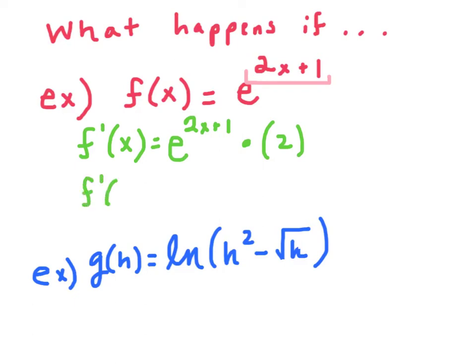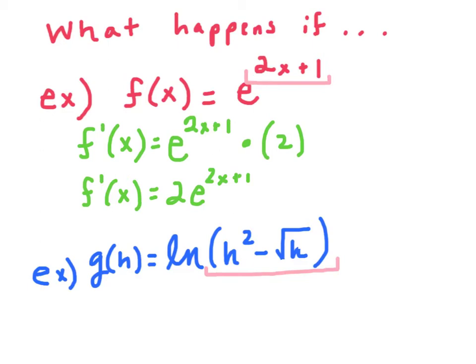If I wanted to simplify it to this, I could. 2e to the 2x plus 1. Works out pretty nice, pretty simple, but we just need to make sure that we understand the basics. In this one, we don't have just an x. In fact, we've got a different variable altogether, but the piece that we're taking the natural log of, h squared minus the square root of h.